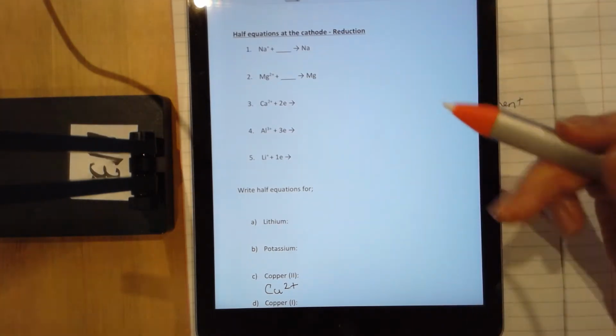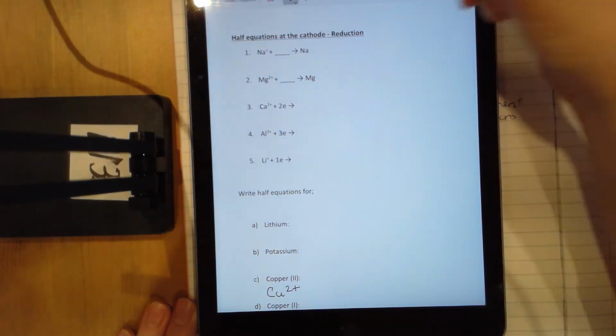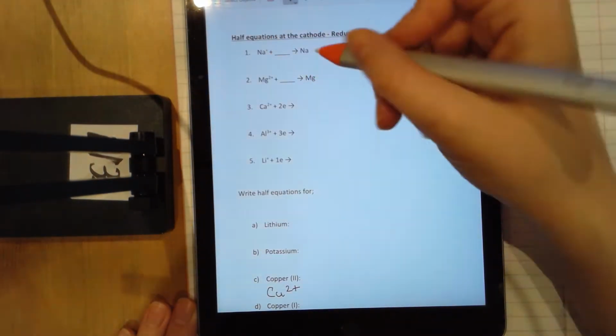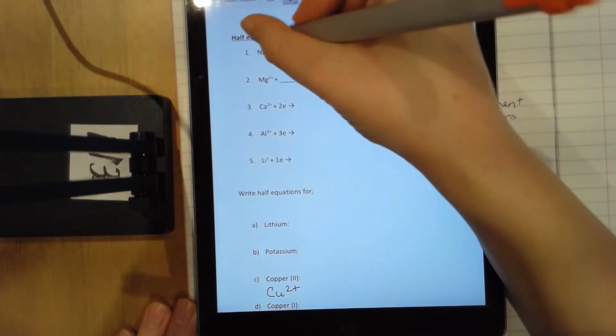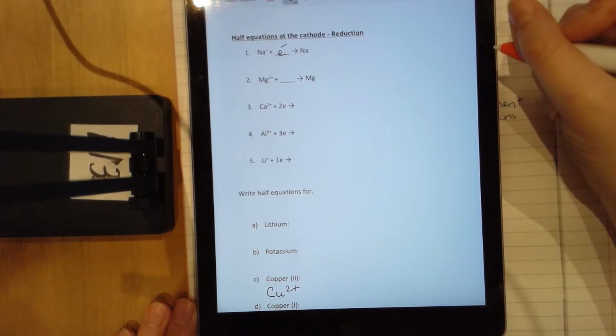Okay, so I'm going to go through the answers. Hopefully you find these okay. First one, sodium has a positive charge. That tells me it's lost an electron. I'm going to give it 1 electron back and it's going to be neutral sodium again.